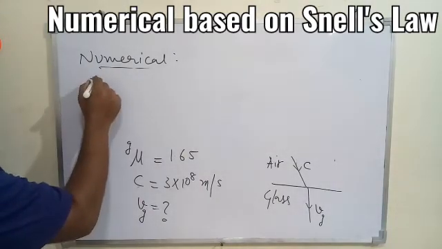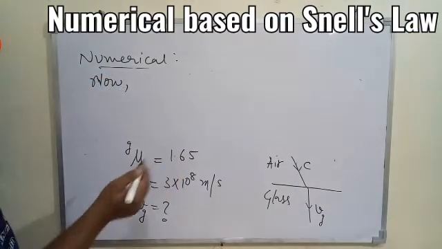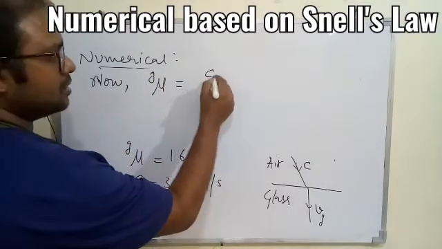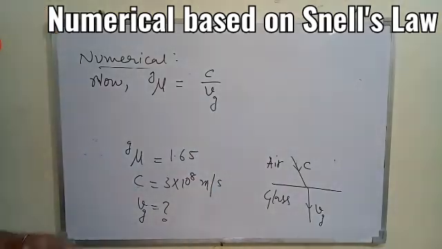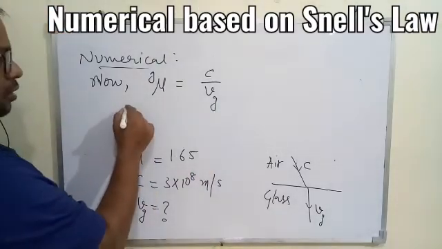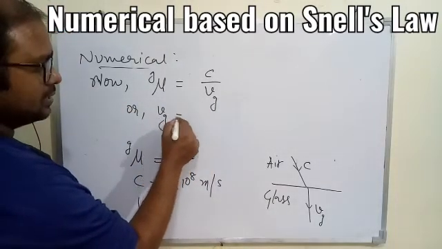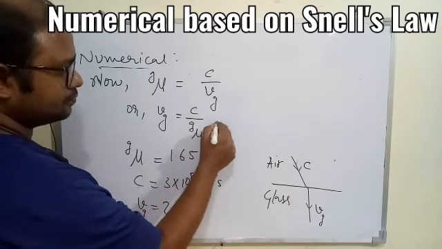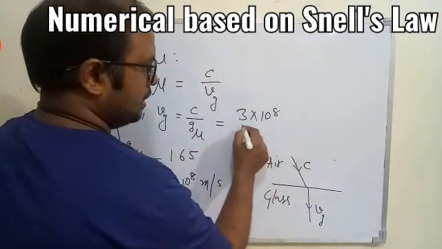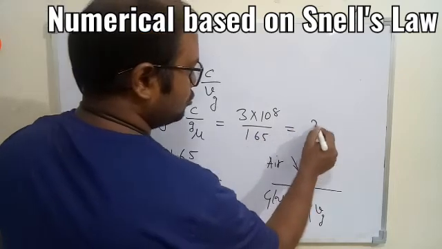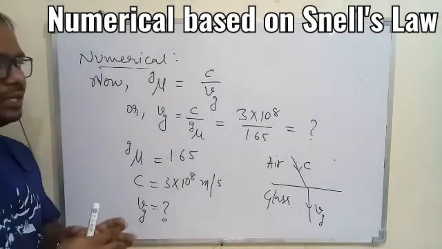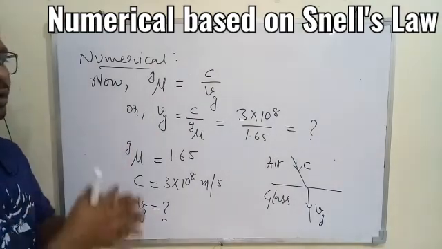So we can say now, the refractive index of glass, that is the absolute refractive index, will be nothing but C upon Vg, according to the concept: the speed of light in vacuum or air to the speed of light in the glass itself. What we have to find is Vg. C is given and this is also given to you. Now just put the values and get the answer. C is 3 into 10 to the power 8 and this is 1.65. Solve it and get the answer. It will also come in some decimal value, so you must solve it properly. That is how we can use Snell's law to solve some numericals.